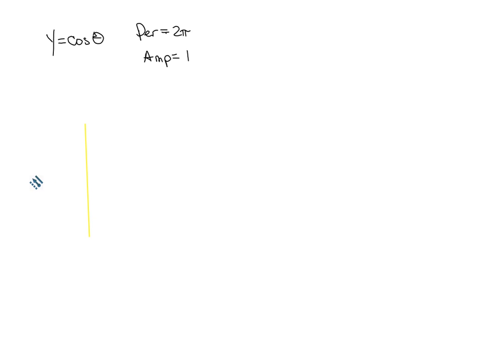So here's my y-axis, here's my x-axis. Again, I'm going to go out a decent distance. Don't make it too big, but don't make it too small. It's going to make your graph too hard to draw. Half of 2 pi is pi. Half of pi is pi over 2. Here's 1 pi over 2, 2 pi over 2, 3 pi over 2, and 4 pi over 2. Again, we're going to go between 1 and negative 1 because our amplitude is 1.